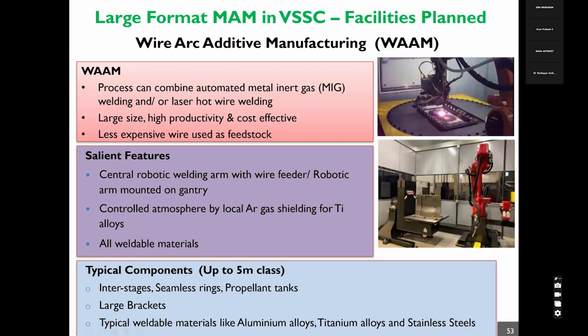So as I mentioned, we are looking at wire arc additive manufacturing for making very large size, up to 5-meter class components. So typical components are interstages, seamless rings, and propellant tanks. And also very large size brackets can be made through this route. And mainly we are looking at weldable materials like aluminum alloys, titanium alloys, and stainless steels for making these components.